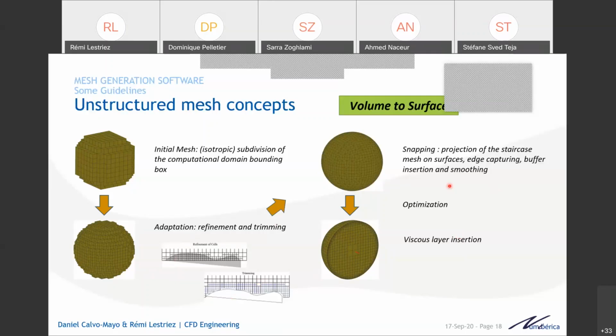Snapping is the projection on the surface edge to capture edge vertex, and you have to insert buffers, you have to regularize your mesh. So this is really a kind of solver actually. In this part, you also have optimization of your mesh, a 3D optimization. And then after that, the last step is to insert the viscous layer, where you have different techniques actually, and you can also have another optimization step after that.